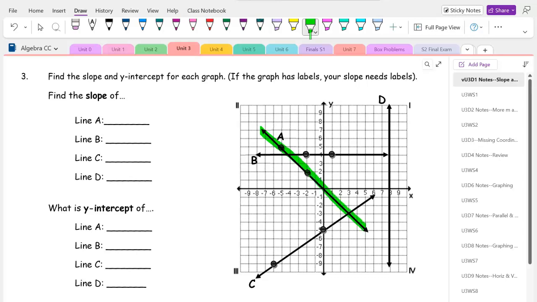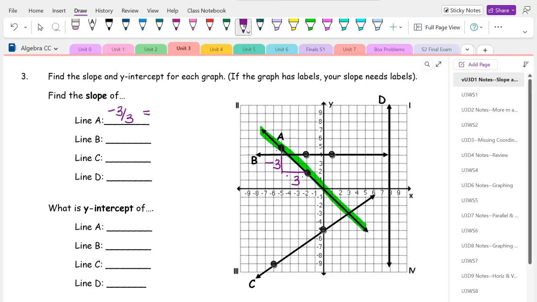Line A is decreasing. It is going downhill. That means that I want my triangle to go down and then over. Down, over. Remember, you're counting the squares. 1, 2, 3. I went down 3. I went over 1, 2, 3. So we have a slope of -3 over 3.